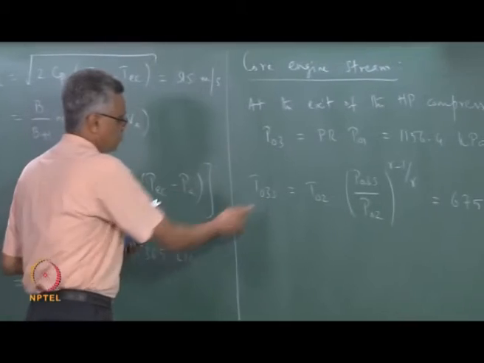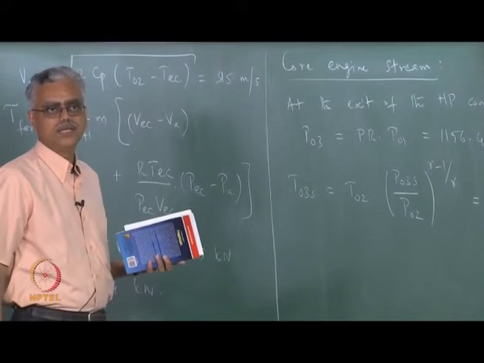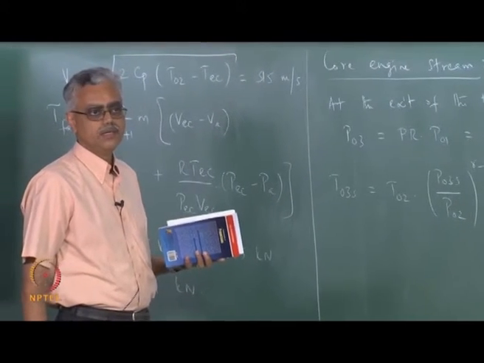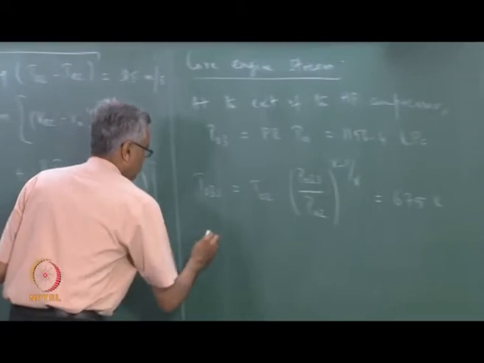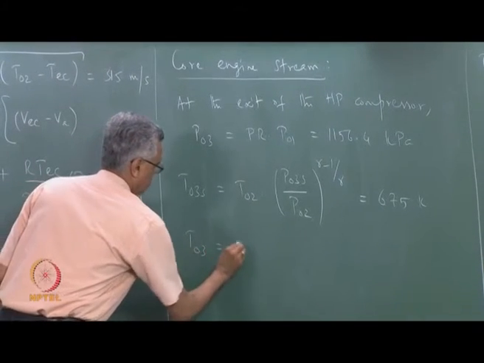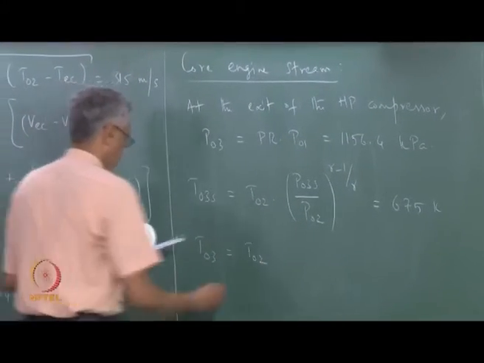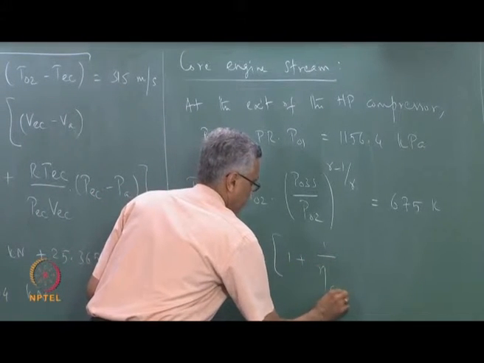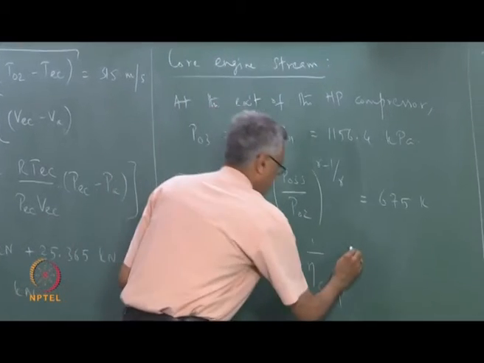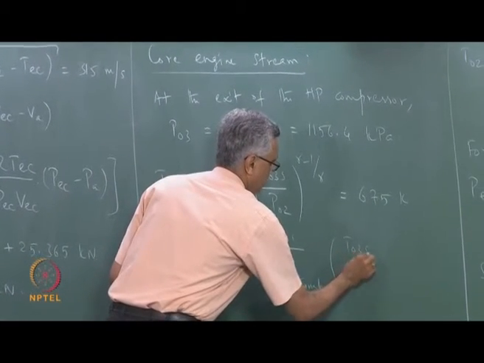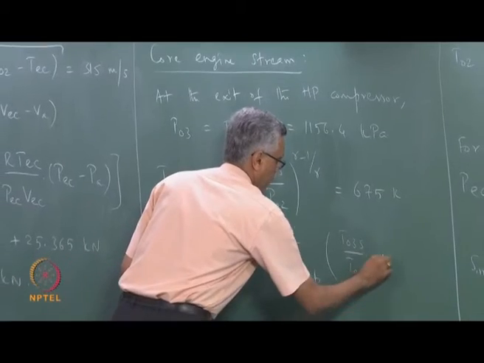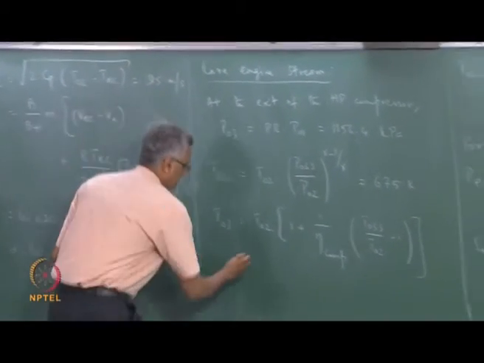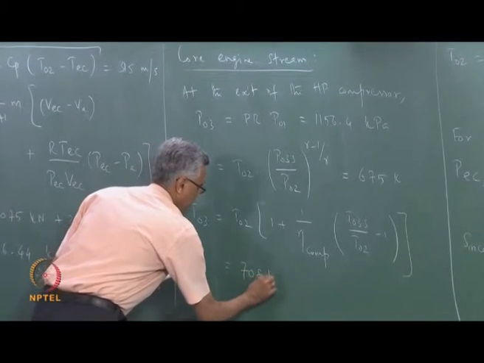Now, since I know T03S, I can use the definition of the isentropic efficiency of the compressor to calculate my T03. So T03 is equal to T02 times 1 plus 1 over eta compressor times T03S divided by T02 minus 1. And if I plug in the numbers, I get this to be 708 Kelvin.